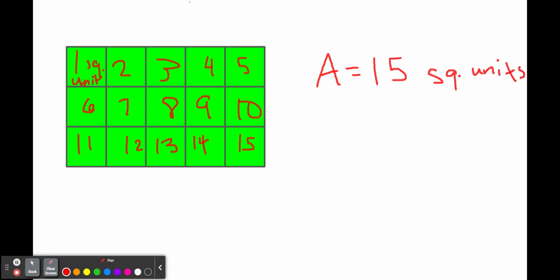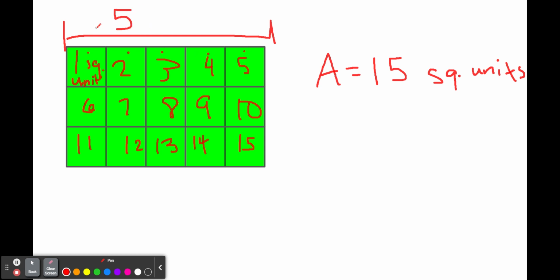So that is our area. That is how much space is on the inside of our shape. Now, we want to go ahead and figure out what our lengths are. So if we take a look at this side right here, this is a length. So we have to figure out how many units are going across. How many square units do we have going across? So we have 5. 1, 2, 3, 4, 5.